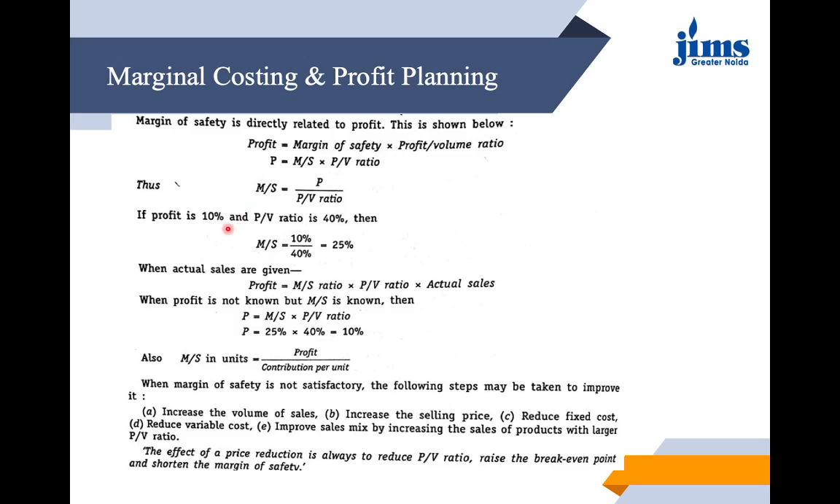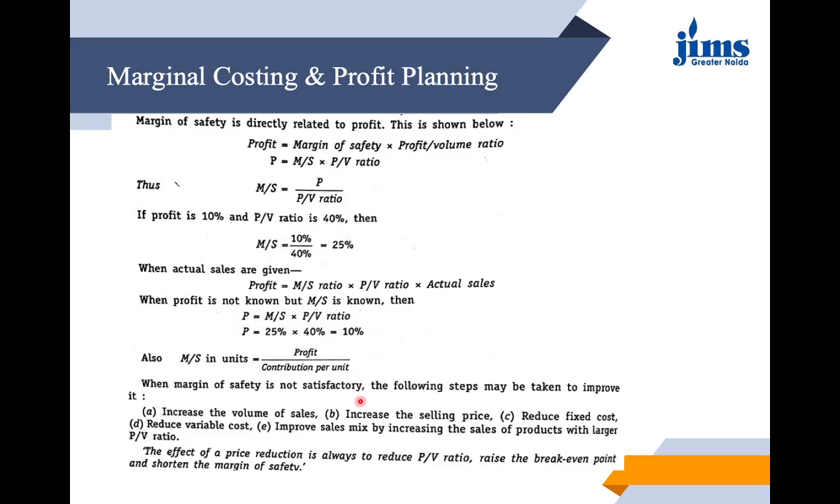If profit is 10%, then PV ratio is 40%. If it is like that, then we can calculate margin of safety as 25%. When actual sales are given, then in that case you can use this formula: margin of safety ratio into PV ratio into the actual sales. When profit is not known but margin of safety is known, then we can use this formula simply: profit is equal to margin of safety into PV ratio. And in units, you can simply use this formula, profit upon contribution per unit.